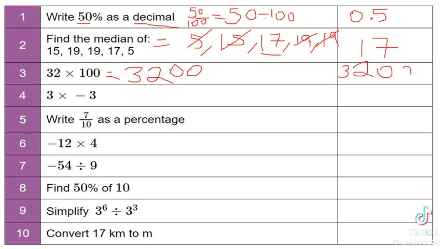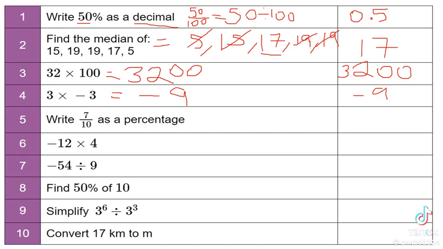Okay, for that one. This is question number 4. 3 multiplied by negative 3, so 3 times negative 3. Well, a positive times a negative, the sign of my answer is going to be negative. 3 3s are 9, so my answer is negative 9 or minus 9.